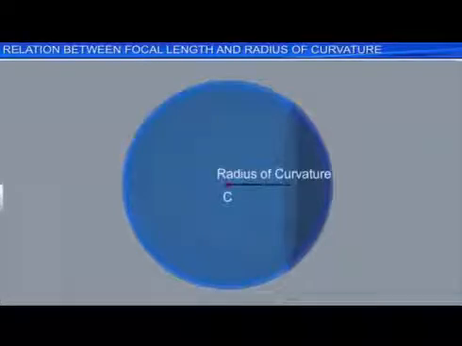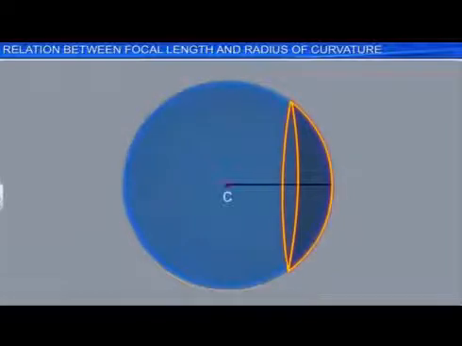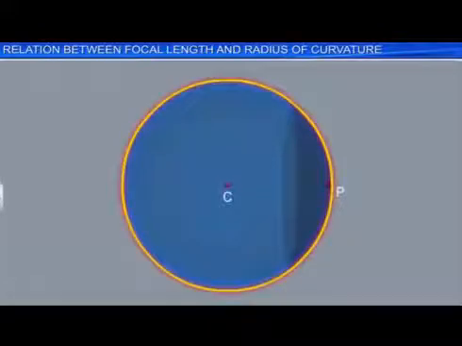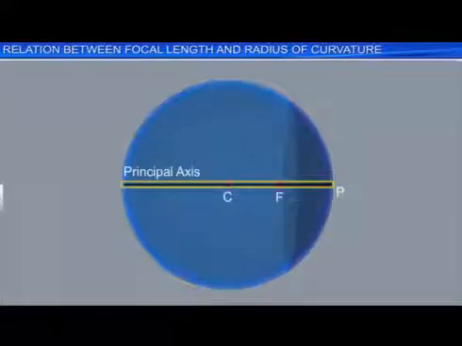Likewise, the radius of curvature is the radius of the sphere of which the mirror is a part. The pole, or P, is the geometric center of the spherical mirror, while the principal axis is the line that joins the pole and the center of curvature. Moreover, the principal focus, or F, is the point on the principal axis. Let's now look at how the principal focus, or F, is determined.